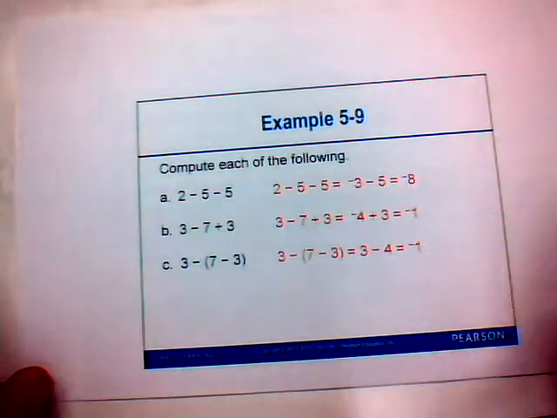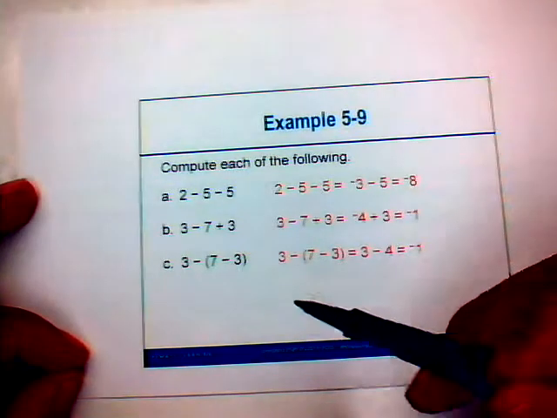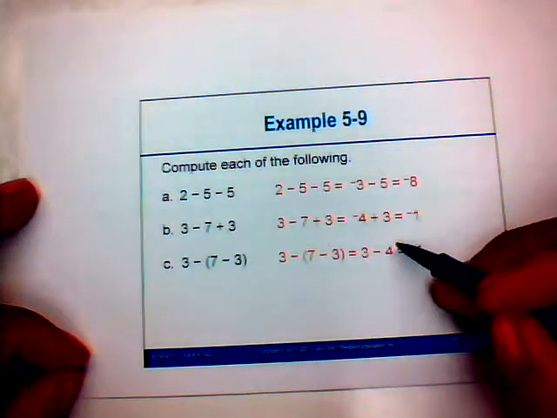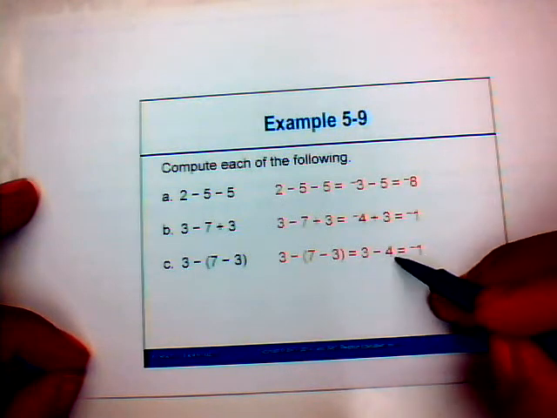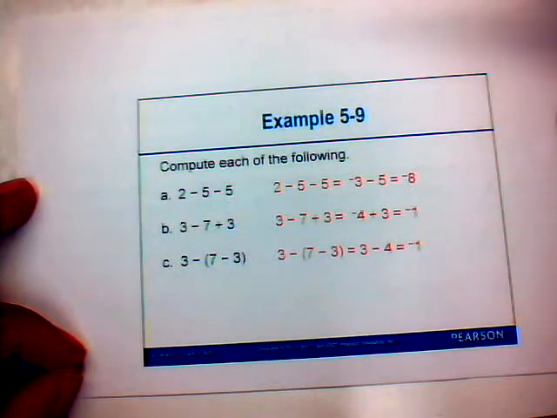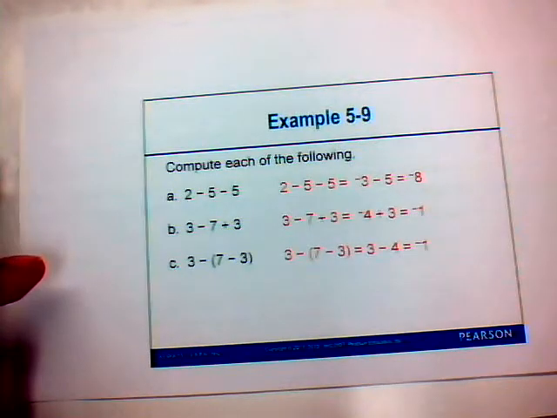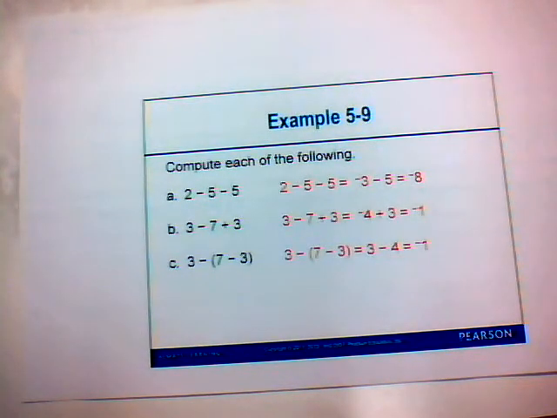In this case, part C, you have parentheses here. So we first do the parentheses first. 7 minus 3 will be 4. So now you'll have 3 minus 4 to work with. So 3 minus 4 will give you negative 1. Okay? And that will conclude this particular video on the integers and operations of addition and subtraction.